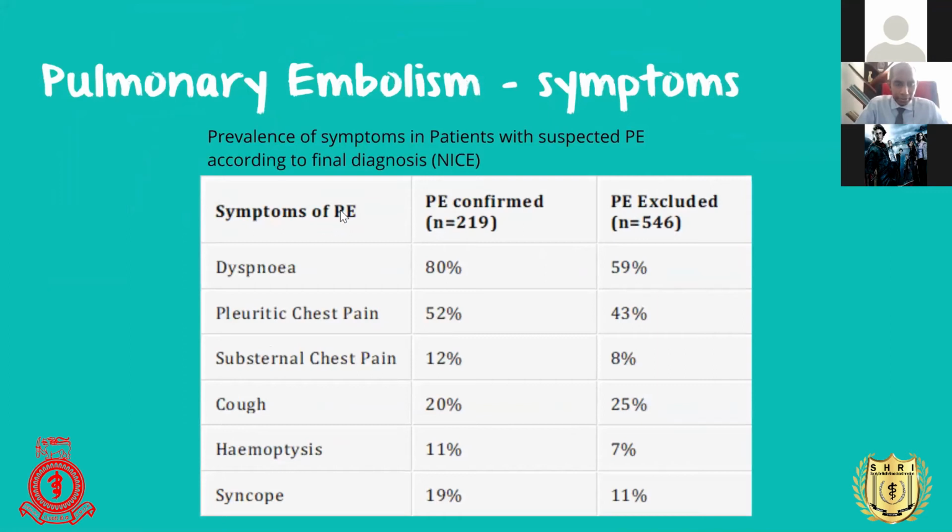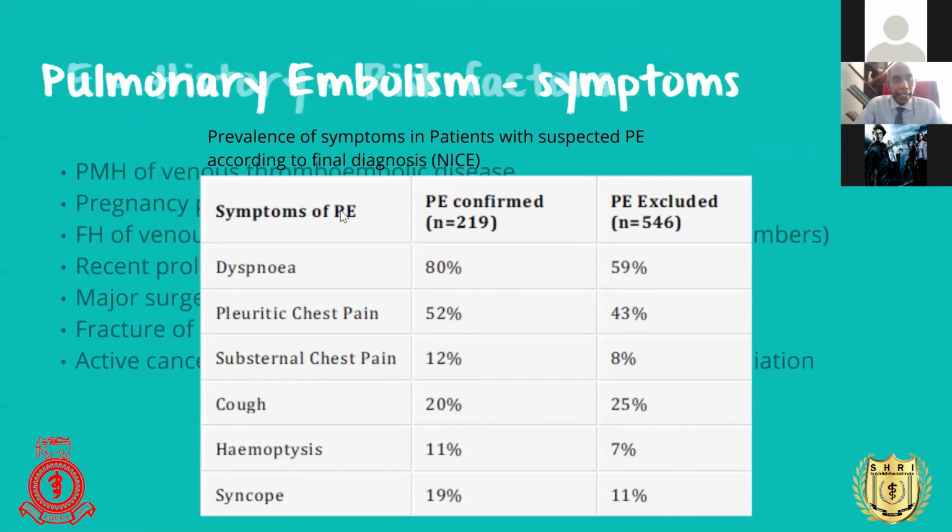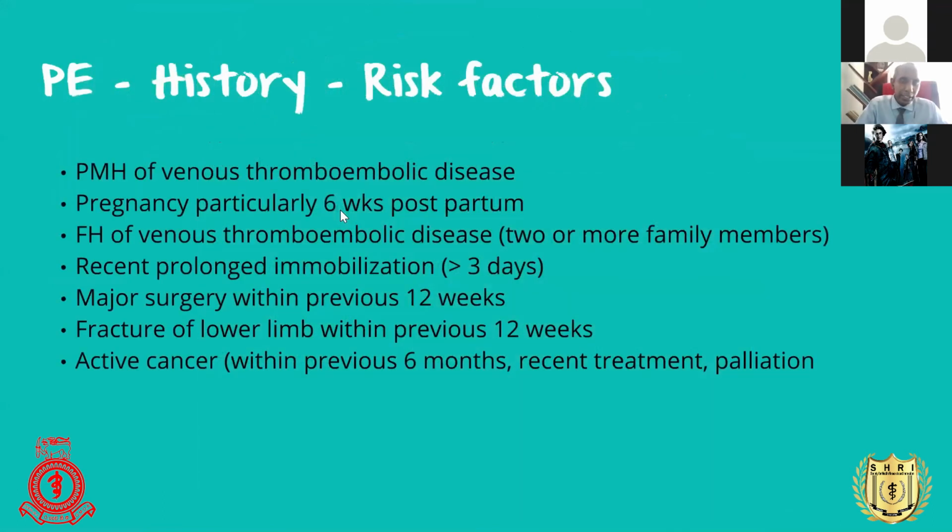So pulmonary embolism, they usually present with dyspnea. They can have chest pain and substernal chest pain. They can have cough, hemoptysis, and they can present with syncope, maybe without chest pain, just syncope. And risk factors, this is important for risk stratification. So I will discuss these risk factors when I'm talking about risk stratification.